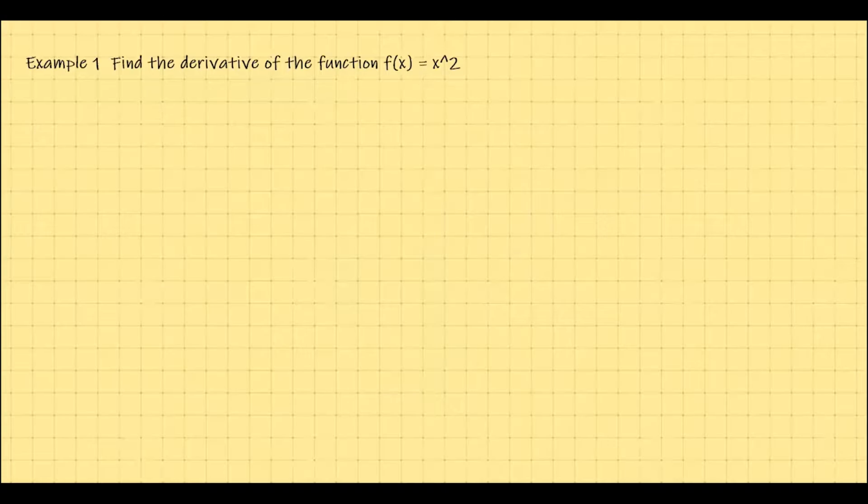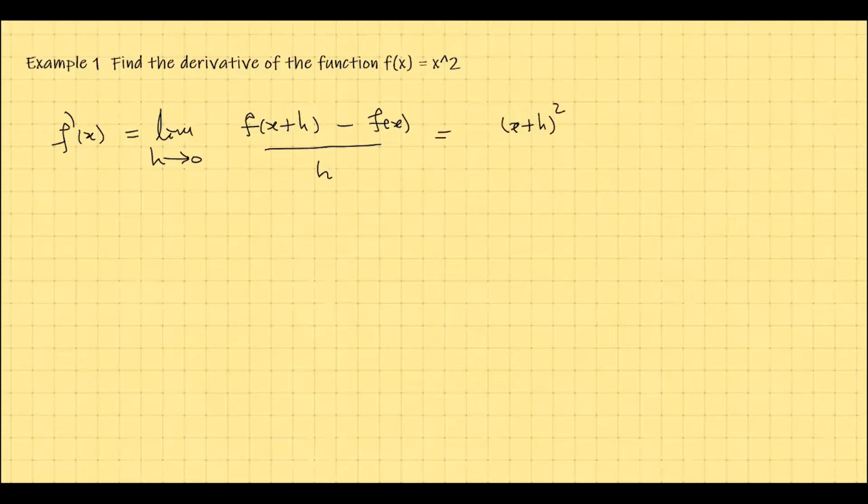So let's consider an example. Let us try and work out the derivative of the function f of x equals x squared. So we start with the definition, obviously. We want f prime x, and it's defined to be this limit as h tends to 0 of f of x plus h, take away f of x, and we divide the whole thing by h. Now in this case, f of x is x squared. So here the function f is being evaluated at x plus h. So I'm going to have x plus h squared, and I'm going to take away the function f of x, which is obviously x squared, and the whole thing is divided by h.